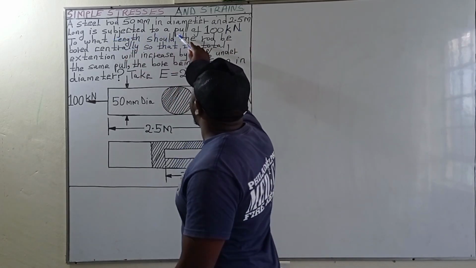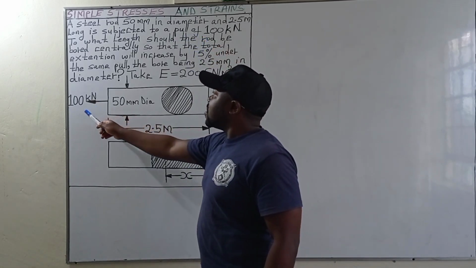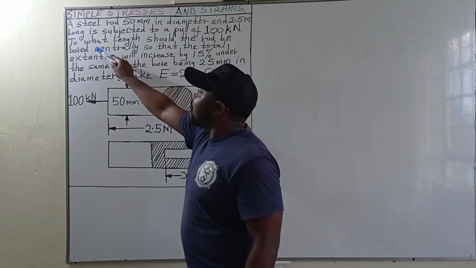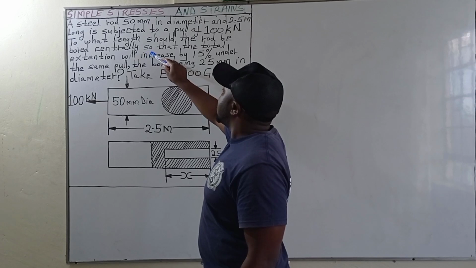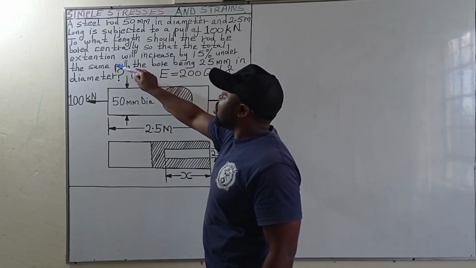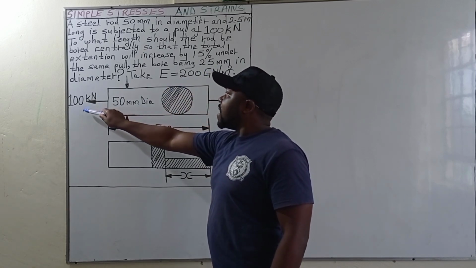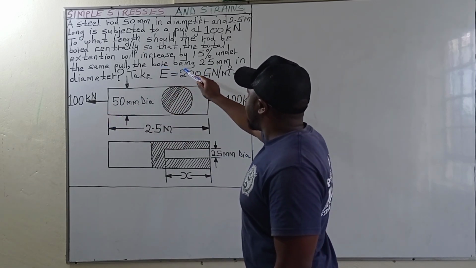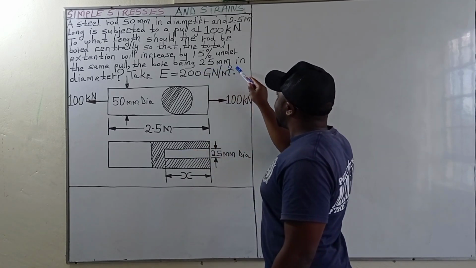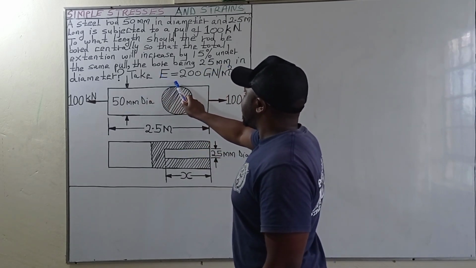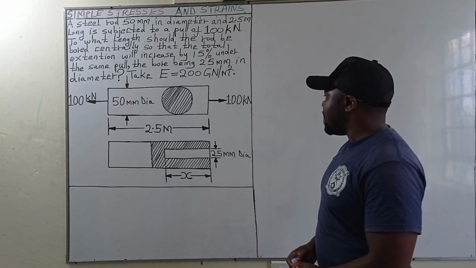It is subjected to a pull or a tensile force of 100 kilonewtons. And the question is, to what length should the rod be bored centrally so that the total extension will increase by 15% under the same pull of 100 kilonewtons? And the diameter of the bore that is to be bored is 25 millimeters. Take Young's modulus of elasticity of steel to be 200 giganewtons per square meter.